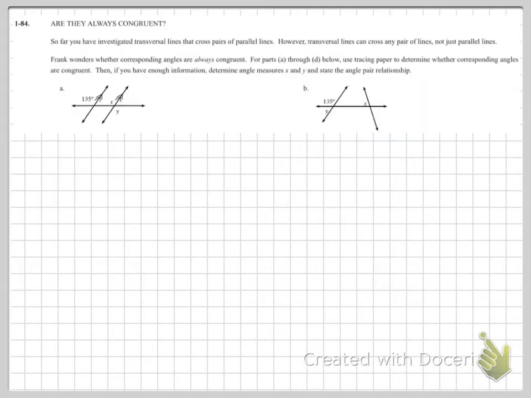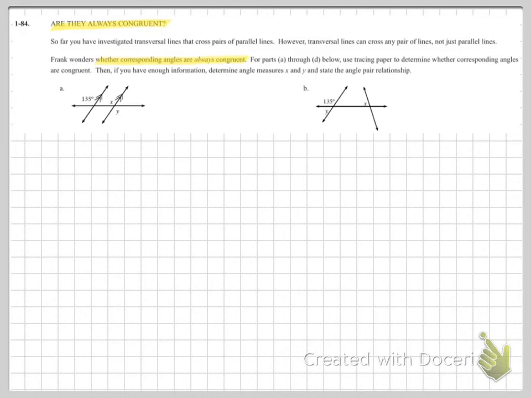Okay, so moving on to the next page, we're now at 1-84, and this is a very, very important question: are they always congruent? So be careful here. We've been talking about a transversal that intersects a pair of parallel lines. Sometimes it's more than one pair, but ultimately we'll start with a pair of parallel lines. However, transversal lines can cross any pair of lines. So a transversal is technically any line that cuts through two lines. So we've got to be careful. You really want to make sure whether corresponding angles are always congruent.